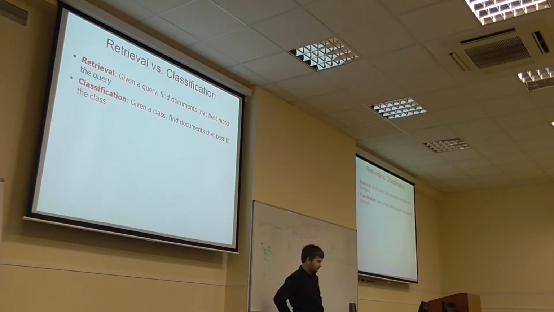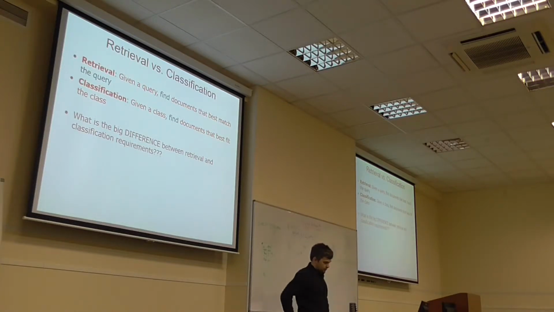So retrieval basically follows this process: we have a query, and we need to find the document that matches the query. In classification, we need to find the document that matches some class. So we have some class, and we need to match this class. In retrieval, we have the top K documents that are similar to the query document. In classification, we have documents, and these documents are assigned some classes. So what's the difference? Any ideas?